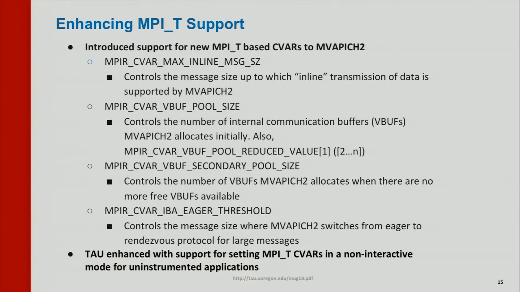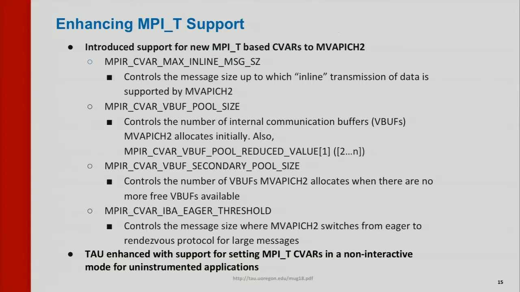So here are some examples of using the MPI tools interface control variables to control the message size to which inline transmission of data is supported. You can control the size of the memory allocated by the MPI runtime in the VBUF pools, and you can control the number of those, and you can also change, for instance, the point at which you can use different protocols. So you can switch between eager and rendezvous protocols and specify the message size where this switch happens.